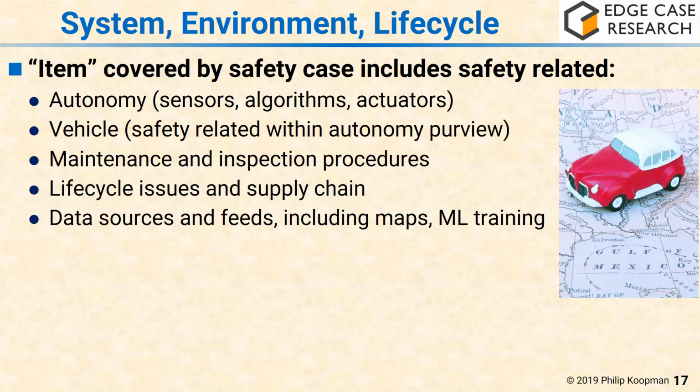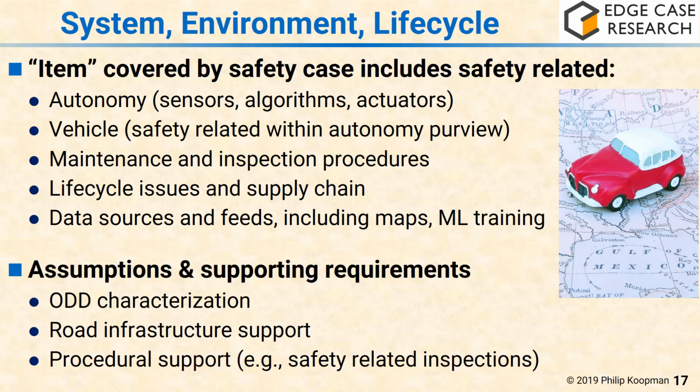There's maintenance and inspection procedures. Maybe that's how you make sure your tires don't come off, is that somebody's checking to make sure they're firmly attached, and you're sure that inspection will be 100% effective. There's life cycle issues in supply chain, and there's data sources and feeds. So the item has to go all the way out to the maps, to the cell phone infrastructure if you're counting on it, to the machine learning training system, because ultimately all of these things affect whether your final system will be acceptably safe.